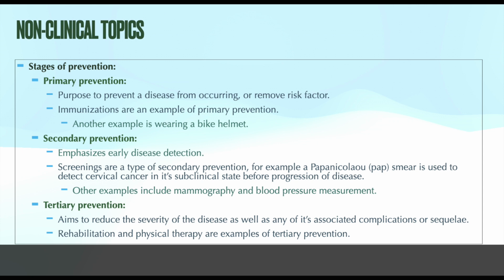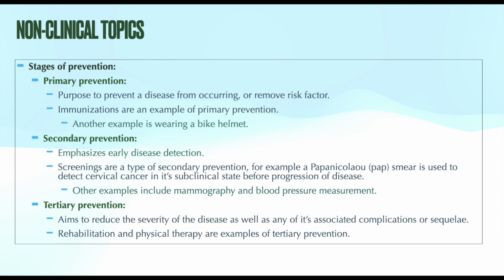Secondary prevention emphasizes early disease detection. So it's aimed at reducing the impact of disease or reducing the impact of injury. An example of secondary prevention is the pap smear test. This is because it's used to detect cervical cancer in its subclinical state. So someone that's not experiencing symptoms. And so it's used to detect this before the disease progresses or worsens.